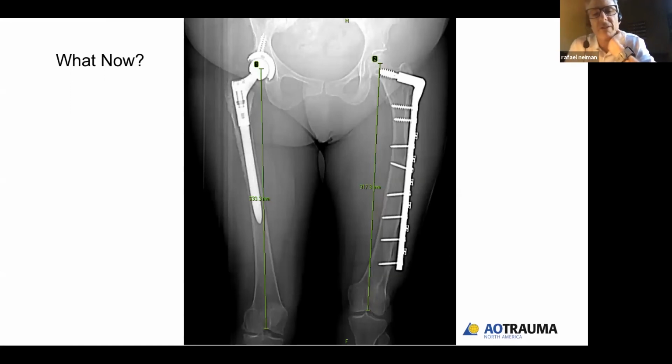I did not put these marks on here, but the radiologist did. I think there's actually a larger leg length inequality than what is shown here. I think her hip center on the right side is not quite right.